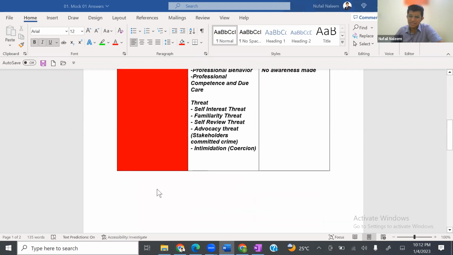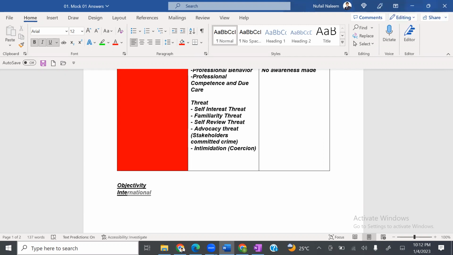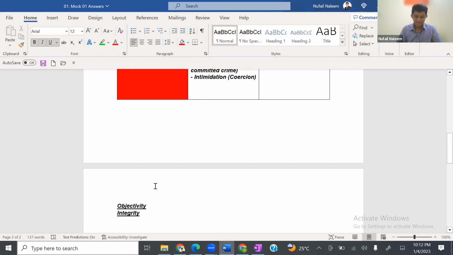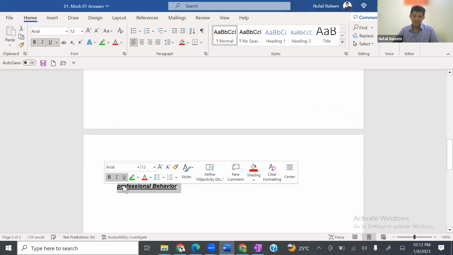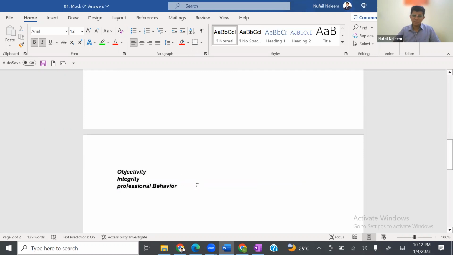So students, I'll just write down the point. Objectivity is affected, correct, no, students? Yes or no? Then the integrity is getting affected, correct, no, student? And the last one that is getting affected is professional behavior. Professional behavior. Students, I believe this is very, very important to understand.